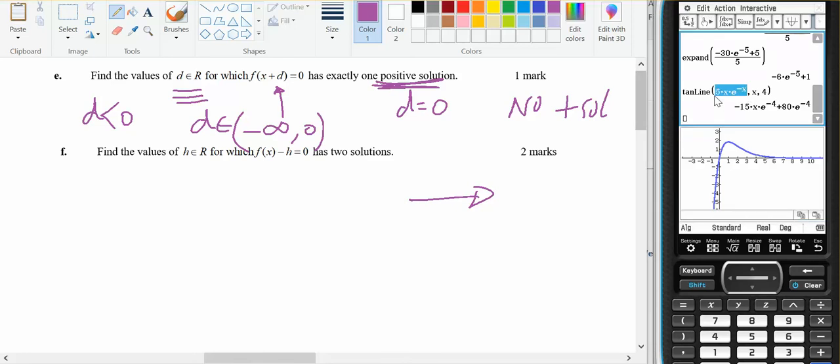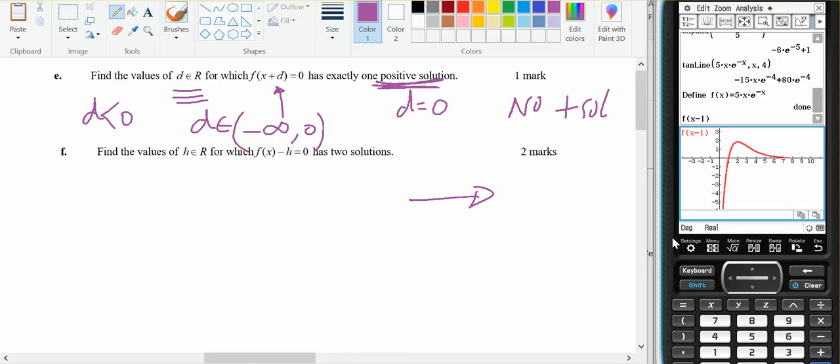For example, if I moved it 1 unit to the right, so if I have this, and I go interactive define as f of x, and then I take f of x minus 1, and I graph that, I should have one positive solution, and I do. If I had minus 2, I would still have one positive solution, which I do. If d was positive, however, like plus 1, I only have one solution, and it's going to be negative, so d had to be negative.